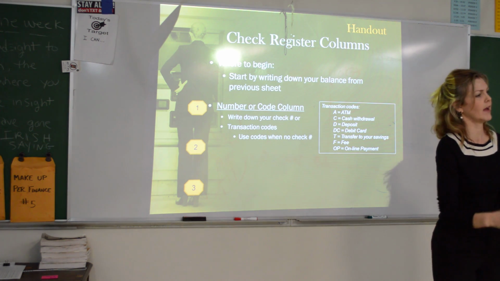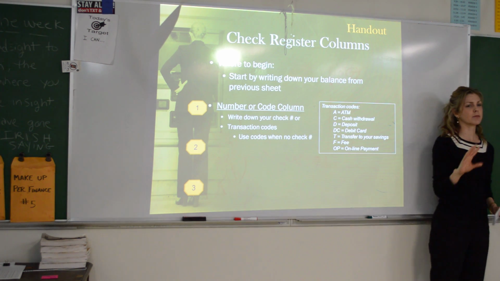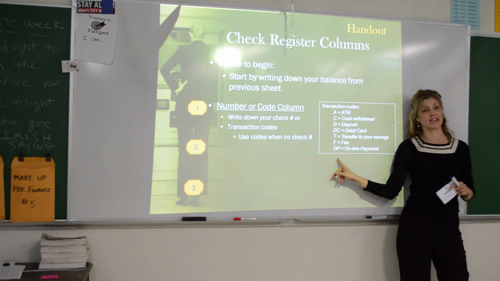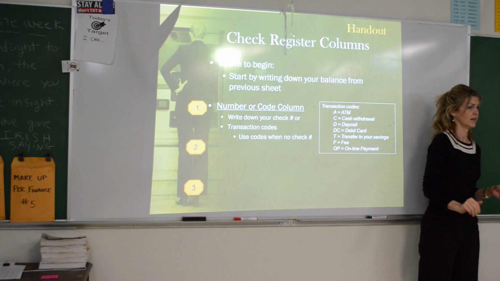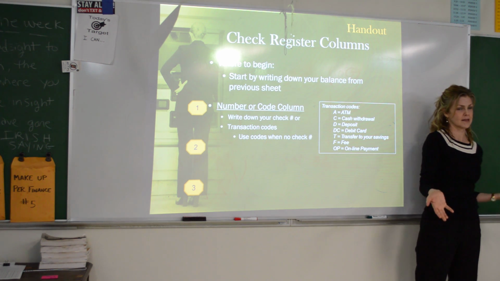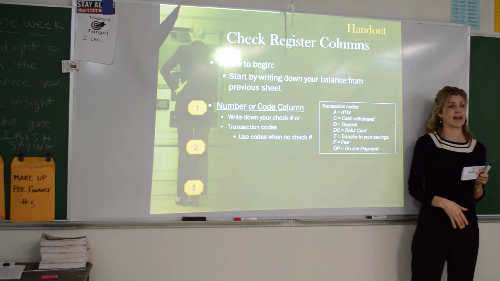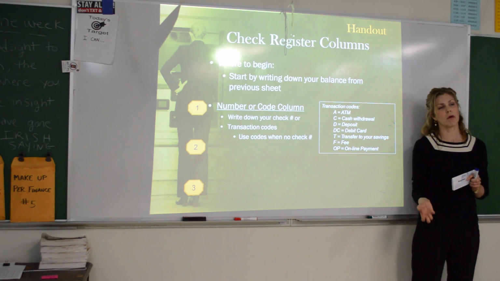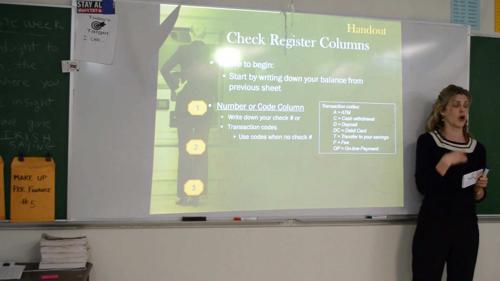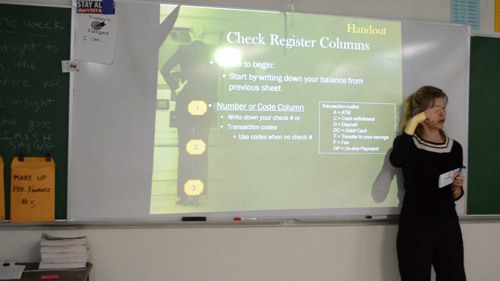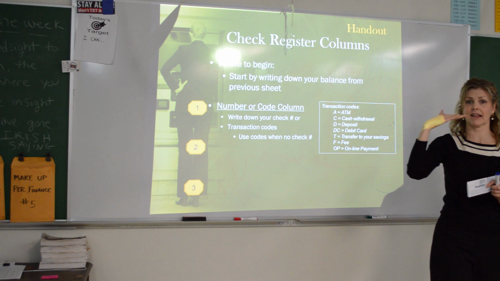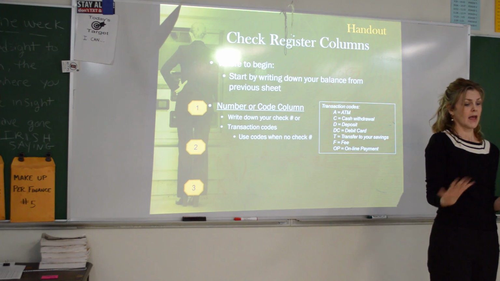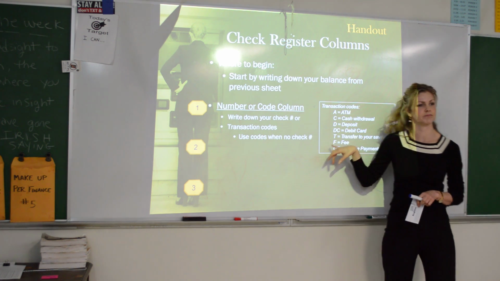You should, all right? So I am extremely flexible. If you don't want to adhere to the code suggestions I have provided you, fine. You want to come up with your own? Great. But what I do require is that you write down the check number, if it's a check, or you come up with a code system of your own, and as long as you're using a code and you're using it consistently for all the same types of transactions, we're fine. Okay? Any questions on the number or code column?